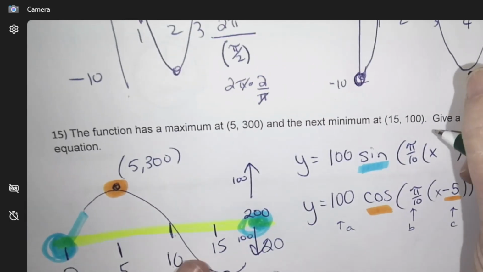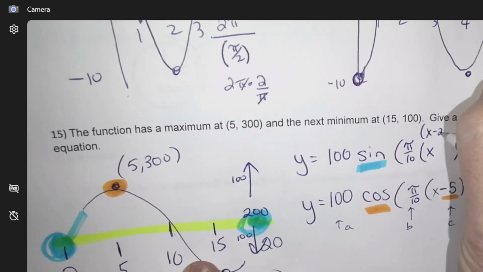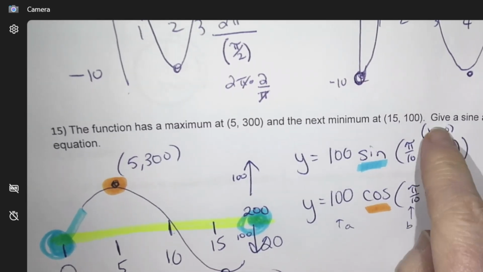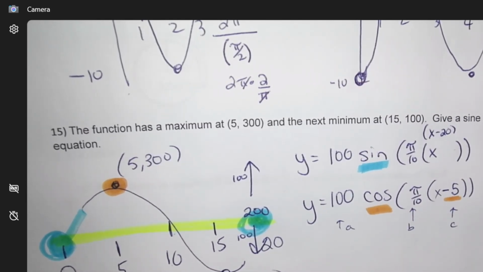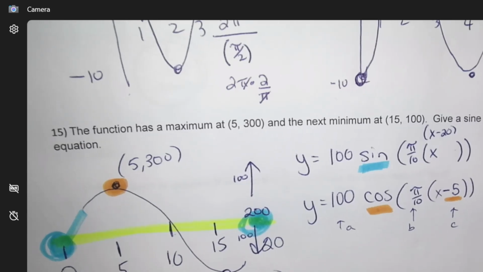Okay? Could have had an x minus 20 in there. You could have just left it for a 0. What's the next number you could have put in there? X minus 40, x minus 60, x minus 80. Those all are answers.